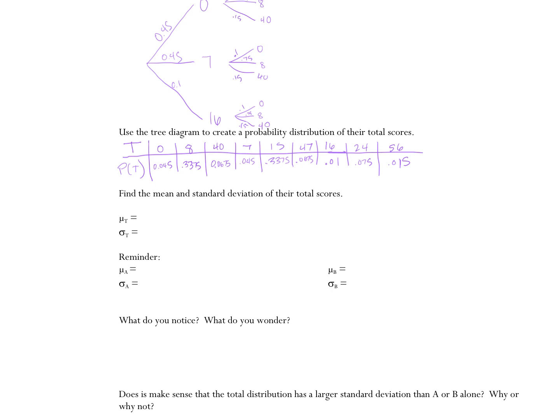Ellie, did you find the mean and the standard deviation? What'd you get? The mean is 16.75 and the standard deviation is 13. The mean is 16.75. The standard deviation is 13. Tomorrow, we're going to learn some shortcuts to get there.